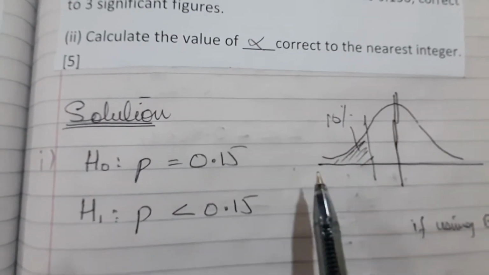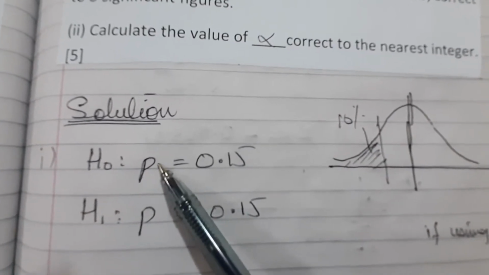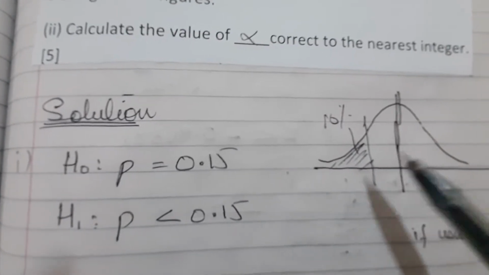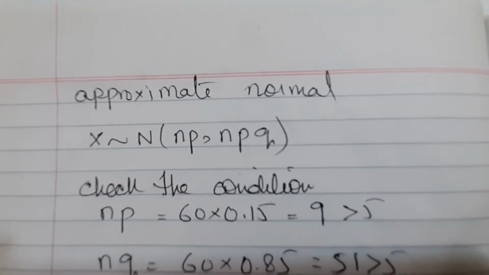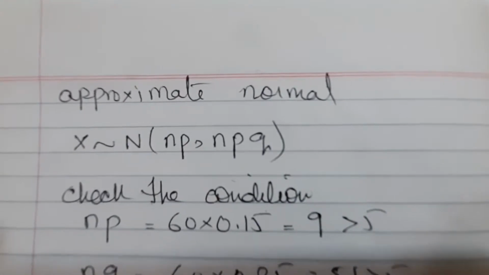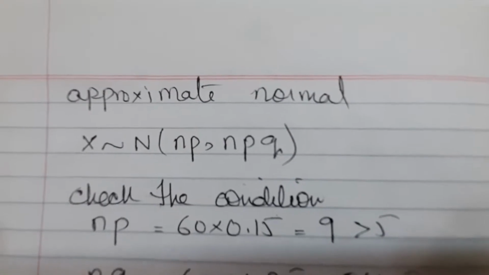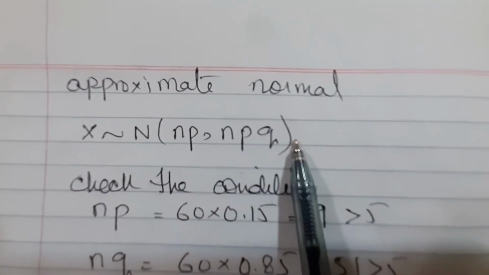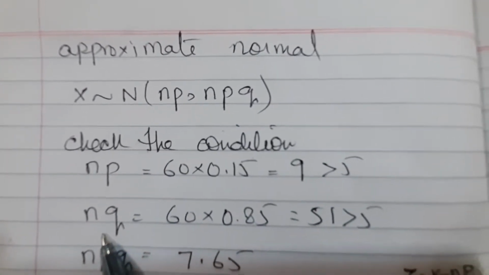So I have to find out now, at the test value, which is given, 6 days it was seen that train was late. On that basis I will see whether the result comes in the critical region or not. Okay, so I'm using approximate normal here. We know when we change binomial distribution into normal and we are using approximate normal, the distribution is N(np, npq), and the condition is that np is greater than 5 and nq is greater than 5.